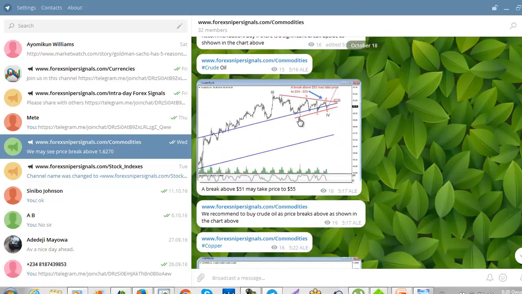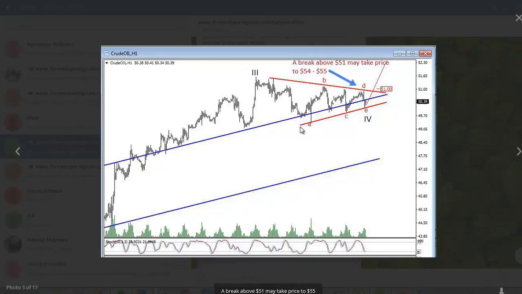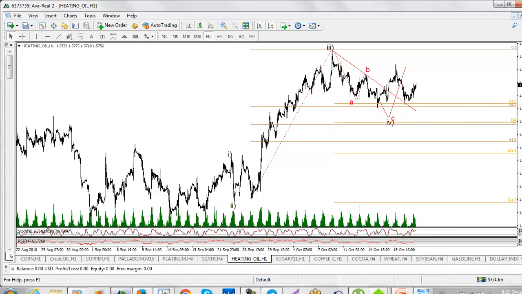Yes, the crude. We saw this triangle move on the crude. After the third wave, we saw A, B, C, D here on the crude, and we were looking for a break above here. Say a break above $51 may take price to 54 and all that. But yes, price broke above here, but price did not get to $54 directly, or maybe $53 directly like that. So after breaking out of 51, price got to 52 and then started moving back. So this is what we have now.